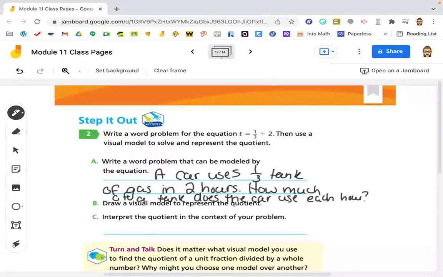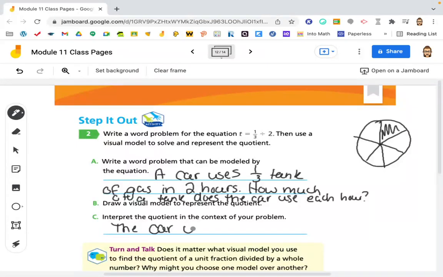So now we're going to draw a visual model. So tank, we have it in thirds, 3 equal parts. And then we have to divide each section into 2. Shade 1. So that means the car uses 1/6 tank of gas each hour.